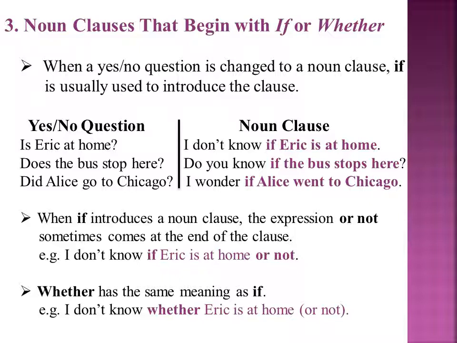When if introduces a noun clause, the expression or not sometimes comes at the end of the clause. Example: I don't know if Eric is at home or not. Whether has the same meaning as if. Example: I don't know whether Eric is at home, or we can say, I don't know whether Eric is at home or not.